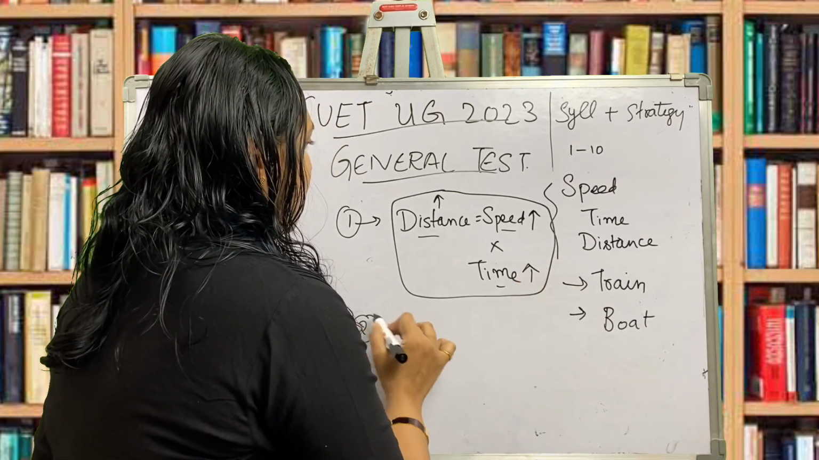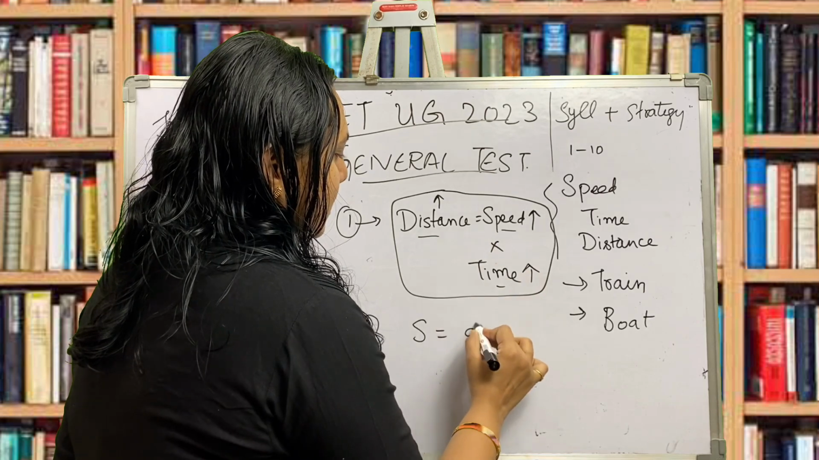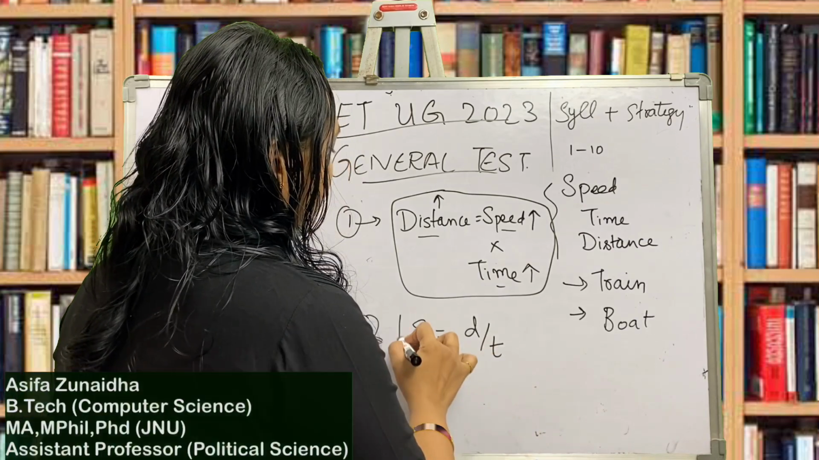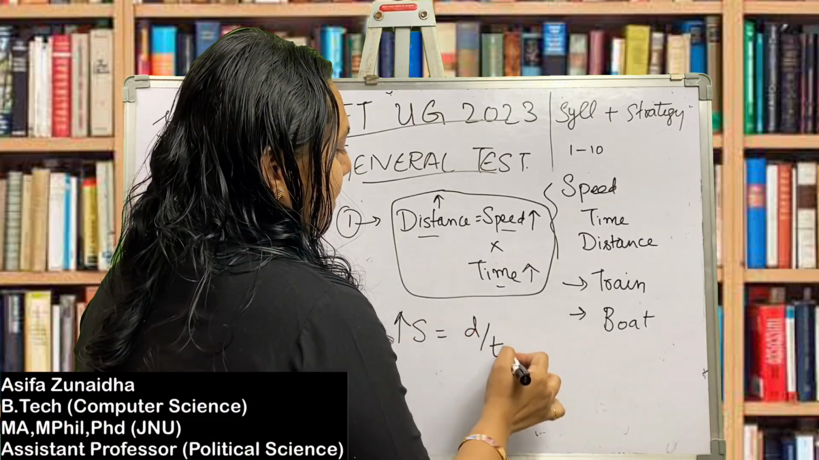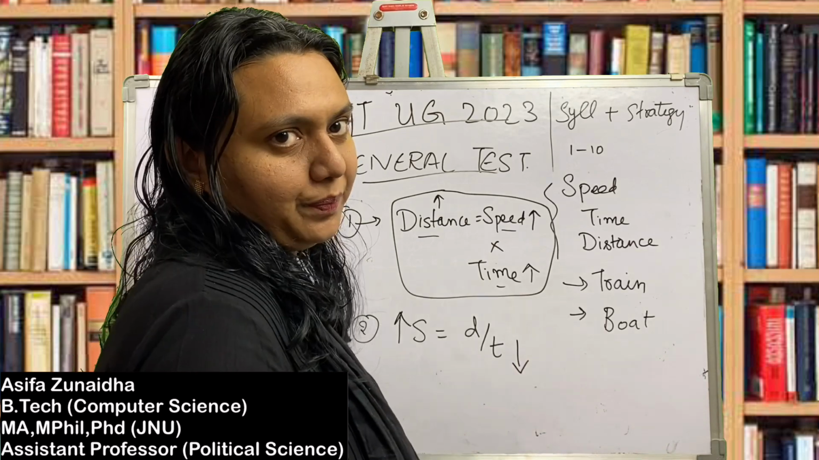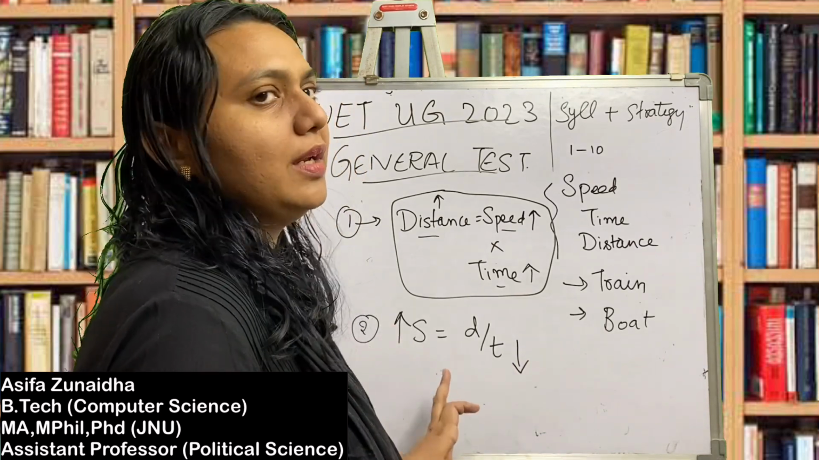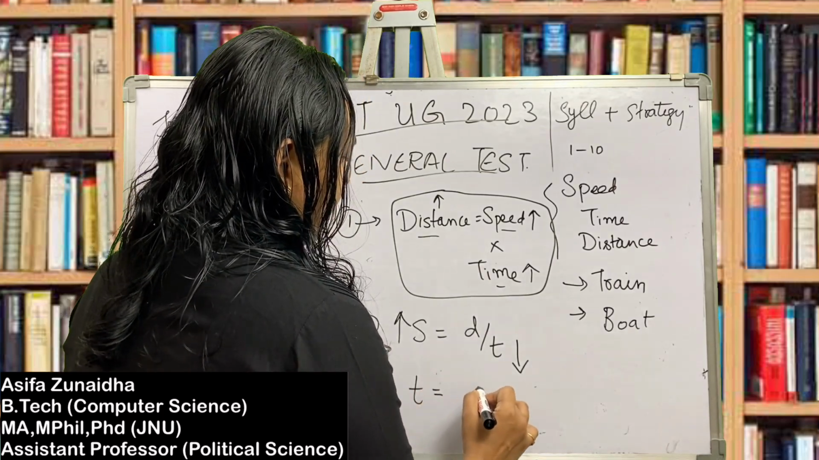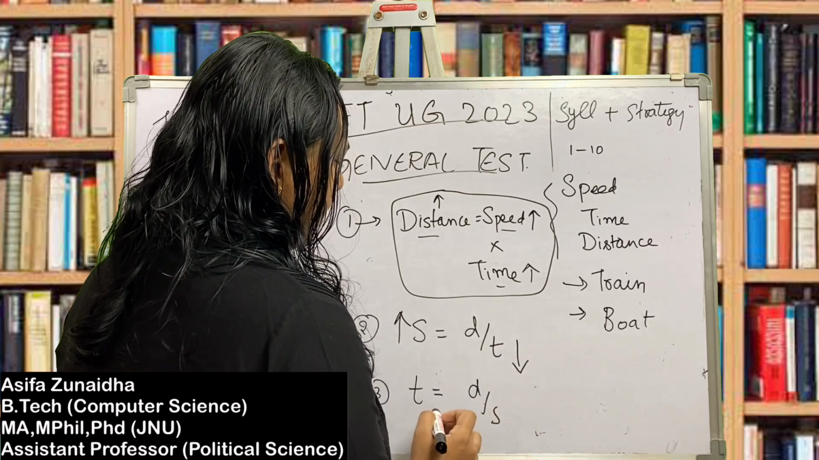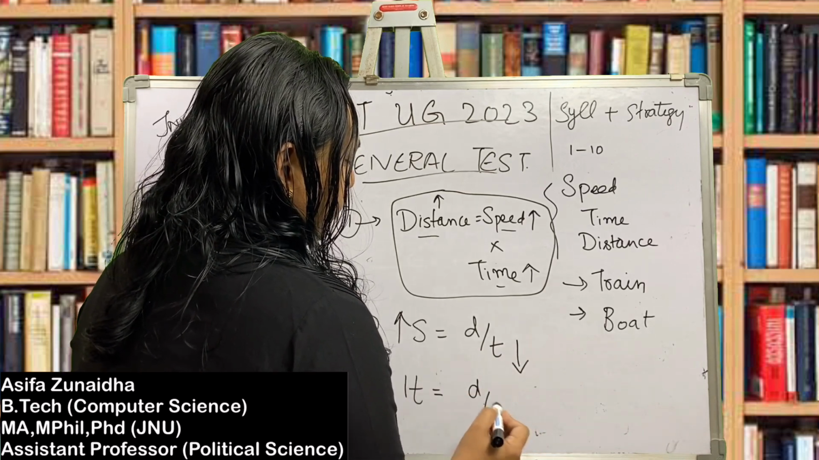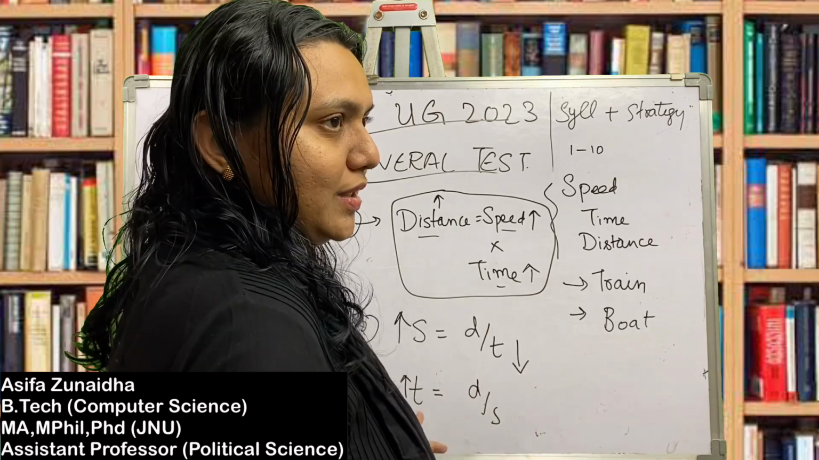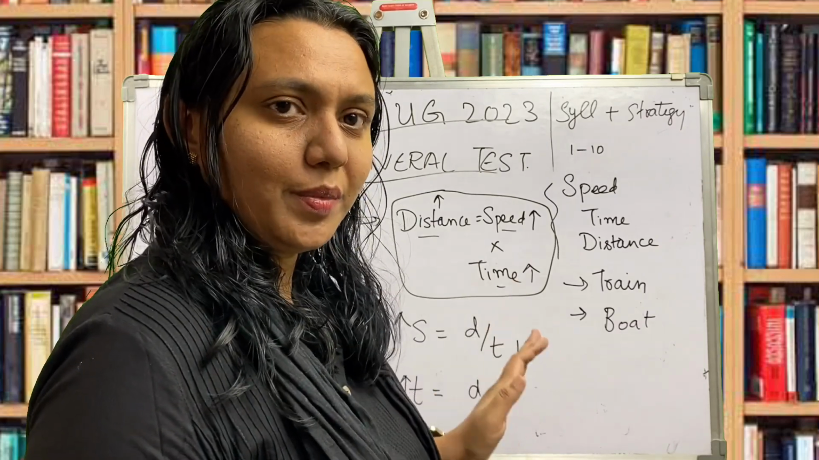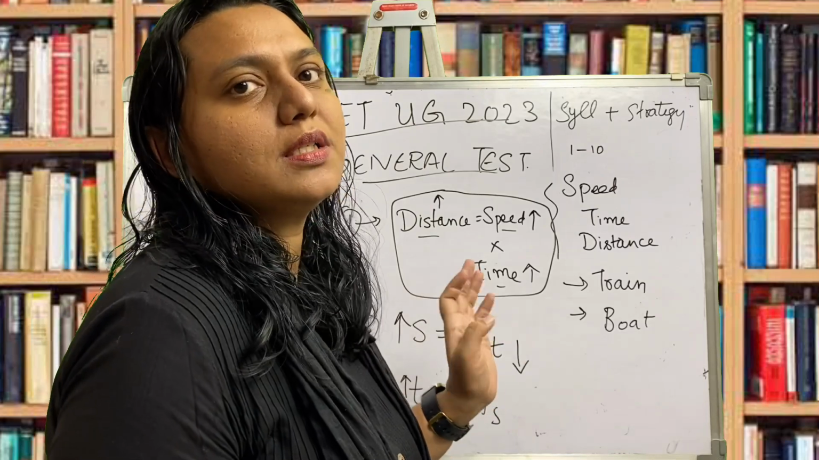And the next is speed is equal to distance by time. This is derived from this basic formula, which means that if you're going at high speed, then you will cover the same distance in less time. So speed and time are inversely proportional, and vice versa. Then time is equal to distance by speed. Again, if you are taking a long amount of time, it means that your speed is going to be less to cover the same distance. So the basic formula that you need to remember is simply this: distance is equal to speed into time.